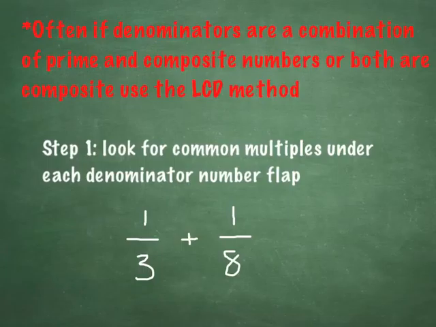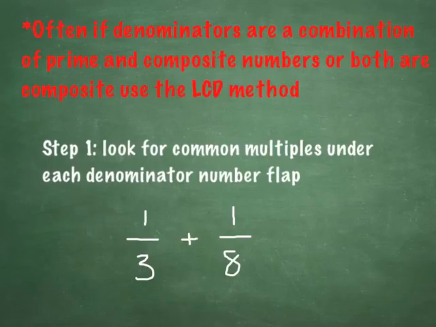So the next guideline that I want you to write down is that often if denominators are a combination of prime or composite numbers, or both are composite, use the LCD or lowest common denominator method. Okay, so let's get started.